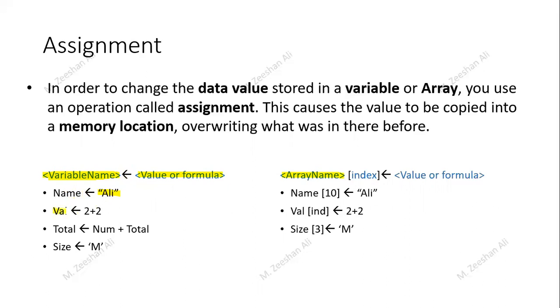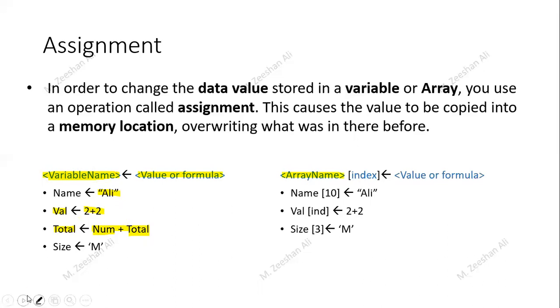We can assign the value with the help of formulas. You can see here 2 plus 2 I have written. So the value will be 4. Okay. You can see another example of a formula. I've written num plus total, which means whatever the previous value of total was at the beginning of the program, at this point where this statement is used, the value of total is going to be changed. Whatever the num value is, it is going to be added to the previous value of total, and the result will replace the previous value of total.